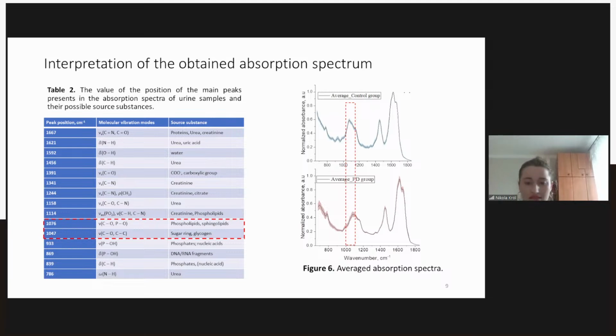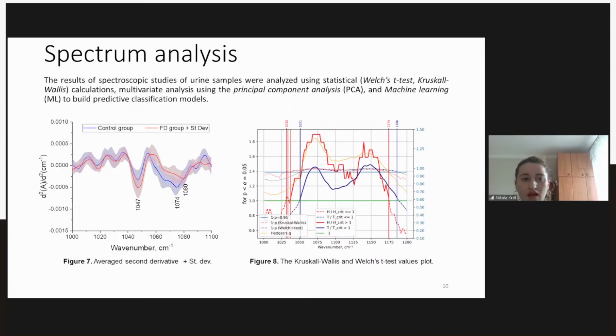Therefore, it is necessary to perform complex statistical methods for qualitative analysis. And here we have an illustration of analysis of the spectrum in our range. Thus, we can see in figure 7 the average second derivatives of control and Fabry disease groups, as well as statistical analysis.